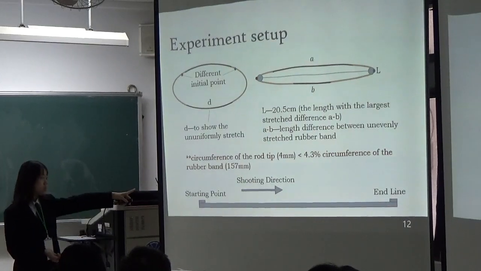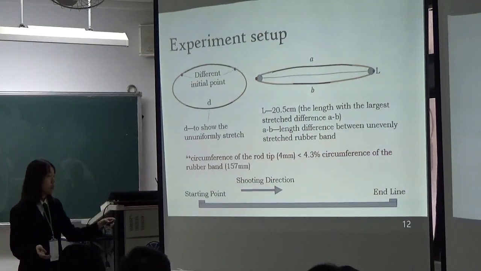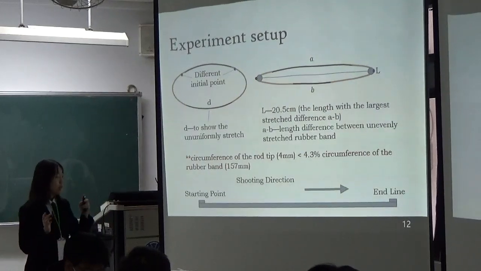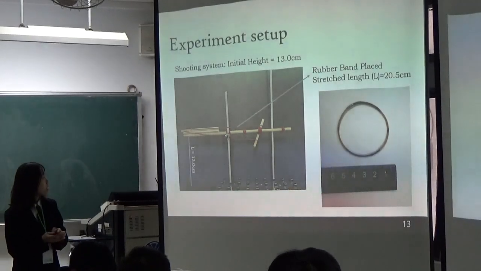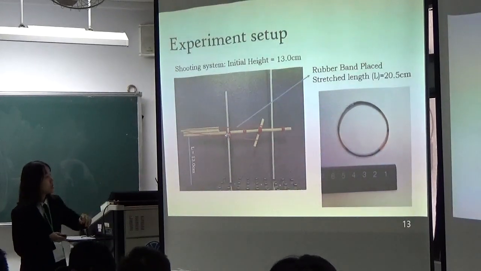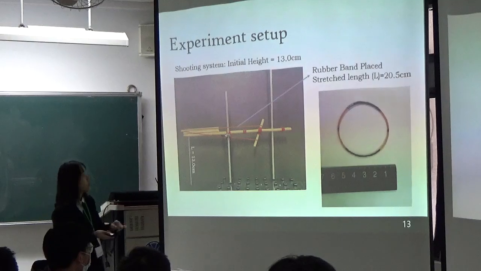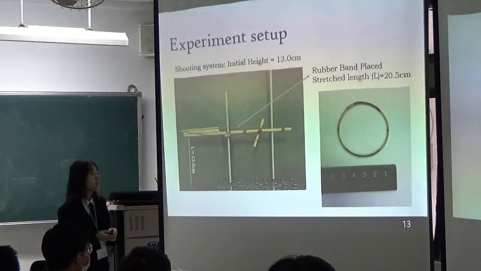This is the shooting direction, and there will be an end line, and I will calculate the path offset and also the distance. And this is my device for shooting. The 20.5 centimeters is where the rubber band is placed.